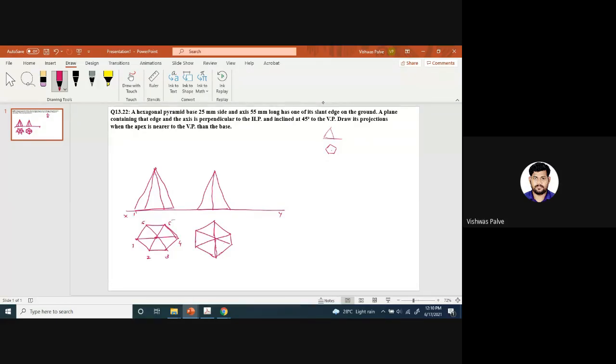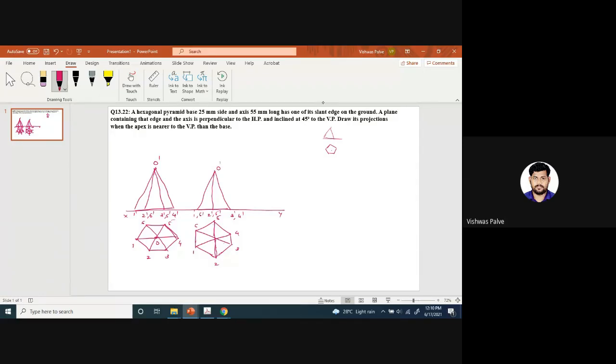This is my 1 dash, 2 dash, 3 dash, 4 dash. Where is my 5 point here? 5 dash, and this is my 6 dash. This is my axis O dash. Here is my point O. Similarly, this is my 1, 2, 3, 4, 5, 6. This will be my 1 dash, 2 dash, 3 dash, here 4 dash, 5 and 6. This is my point O dash.